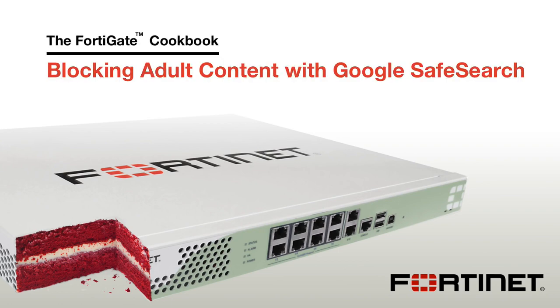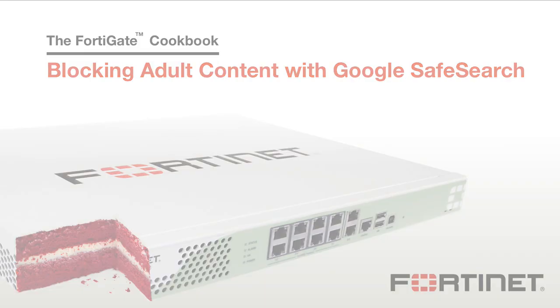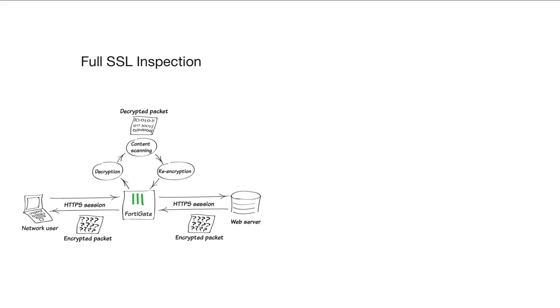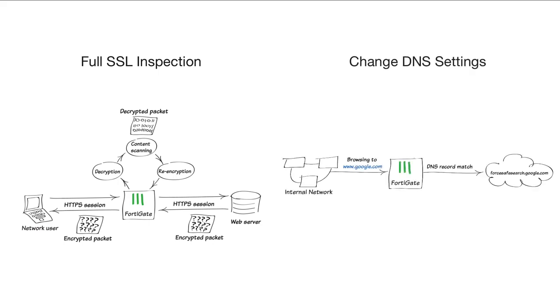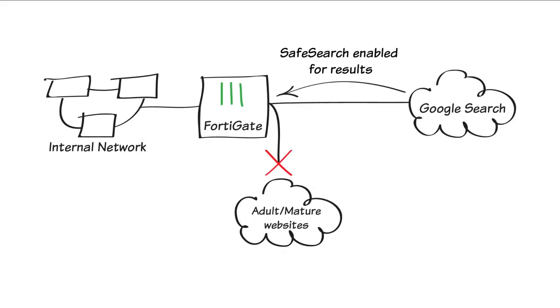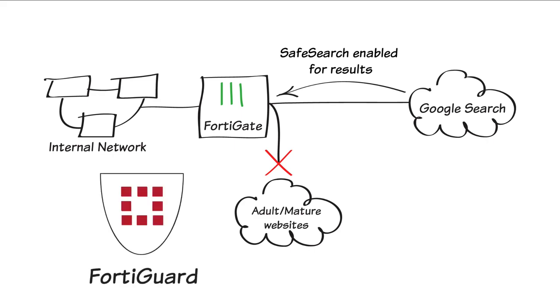In this video, you will use FortiGate web filtering to apply SafeSearch to all Google results and also block access to websites in the Adult Mature Content FortiGuard category. In order to block encrypted traffic, you will either use full SSL inspection or change your network's DNS settings. By doing this, you can make sure that unsuitable content is blocked for all users on your network, even Google search results. This recipe requires an active FortiGuard web filtering license.